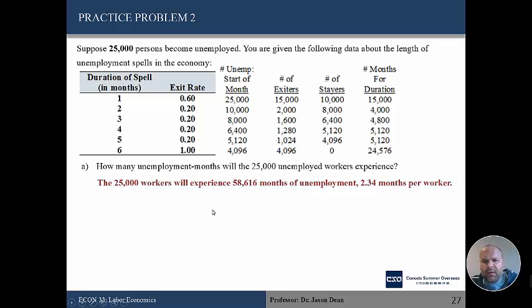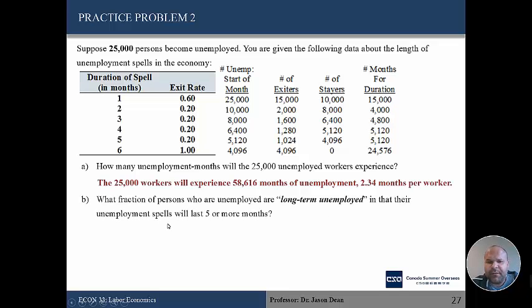So overall, if we add up this column, we're going to get the total months of unemployment. So the 25,000 workers will experience 58,616 months of unemployment. Oh, my mistake. You add up this column here. Okay? So we add up this column, and we get the 58,616. And so on average, if we take that and divide it by 25,000, on average, people are unemployed for 2.34 months.